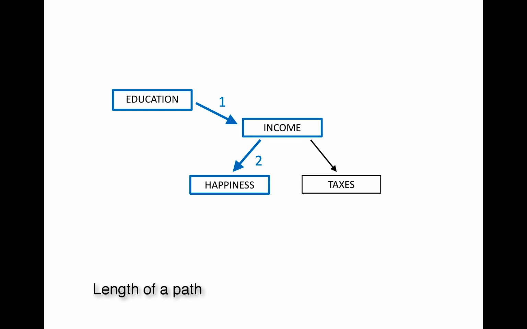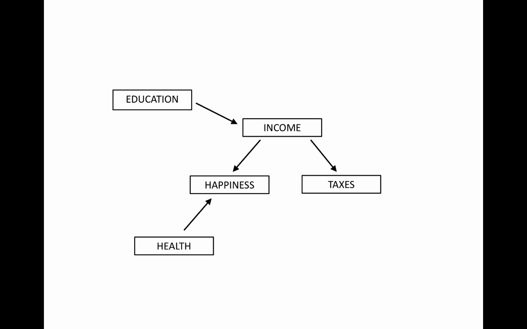The length of a path is just the number of edges in the path. For example, the length of the directed path from education to happiness is 2. The length of the undirected path from happiness to taxes is also 2. And if we add health as a direct cause of happiness, is there a path, undirected or directed, from health to taxes? Yes, there is an undirected path of length 3.